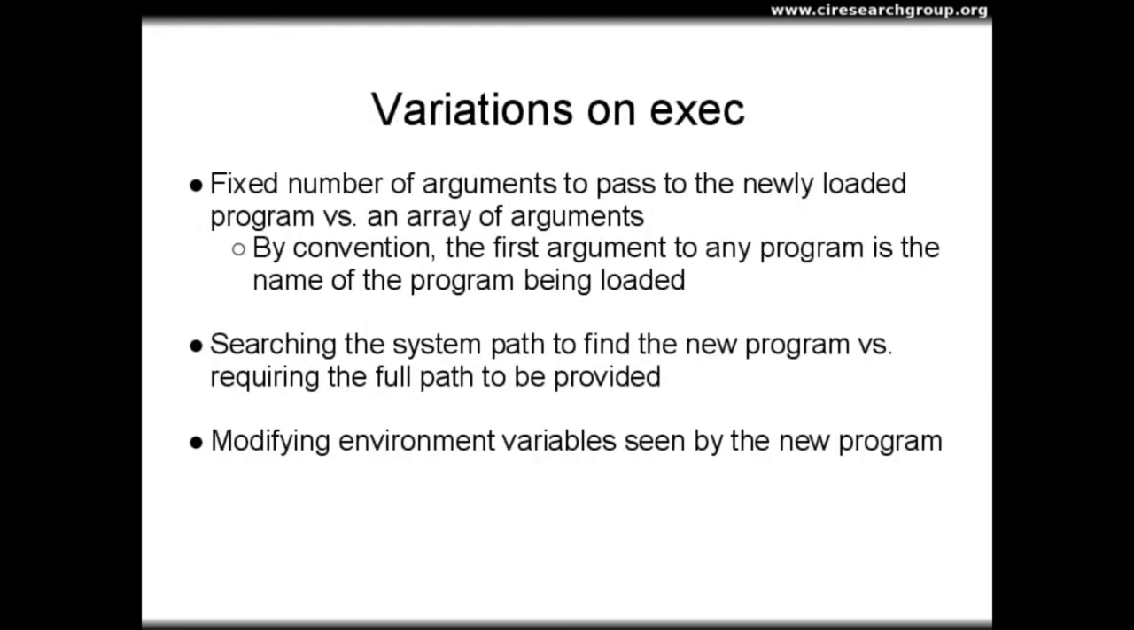Now, in practice, the exec system call is implemented as a collection of functions, not as a single function. These functions differ in whether or not they take arguments as a fixed set of parameters or as an array. They also vary by allowing the operating system to search the system path to find the new program, versus requiring the absolute path to the new program to be provided. Furthermore, some of the exec functions allow environment variables to be set for the new program.